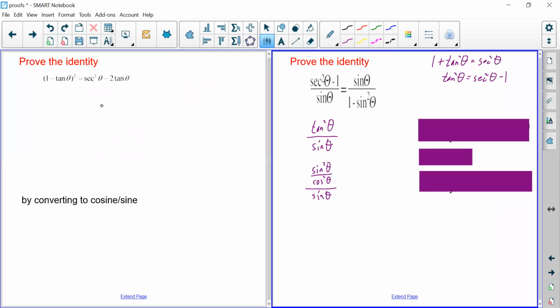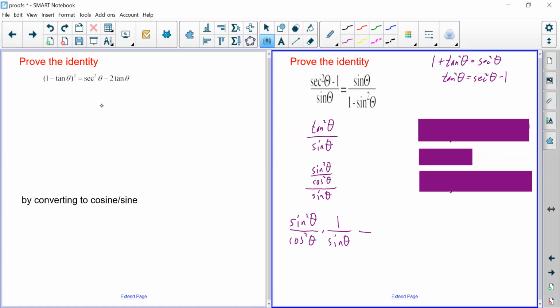And then now I've got a fraction divided by sine. So I've got sine squared theta over cosine squared theta. You see all the work I'm showing. Times, I switch from division to times. I multiply by the reciprocal.